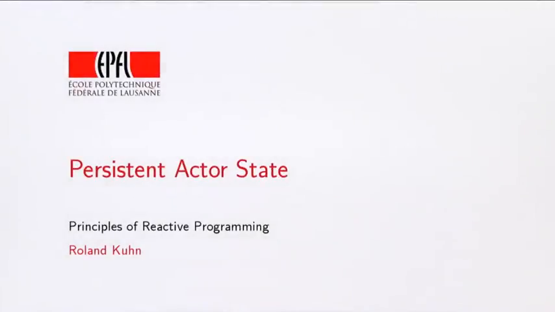The error kernel pattern allows us to keep important actors relatively safe, but there are cases where we need to not lose state at all. We need to persist it. In this lecture, we look at how actors can do that.